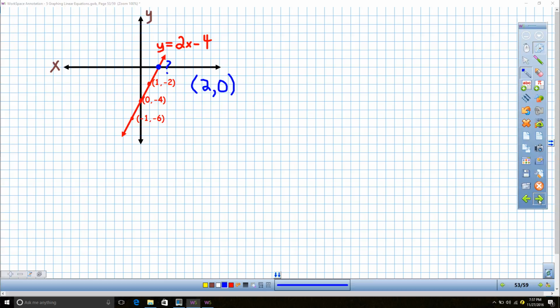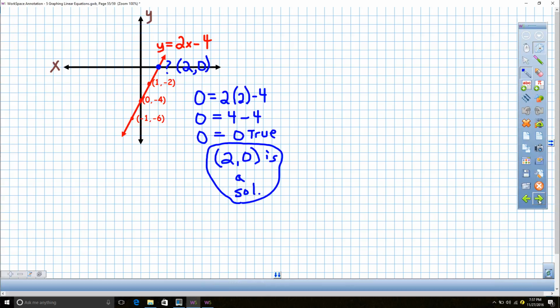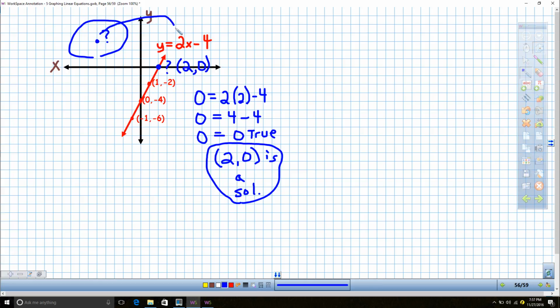But let's check it algebraically. So let's put 2 in for x and a 0 in for y, and see if it makes the equation true. Well, it does. So therefore 2, 0 is a solution to this equation. Now what do I know about this other point? Well, I know this point is not on the red line. What does that mean? It's not on the graph. What is the graph? It's a picture of the solutions. So since this point is not on the graph, this point is not a solution for this equation.